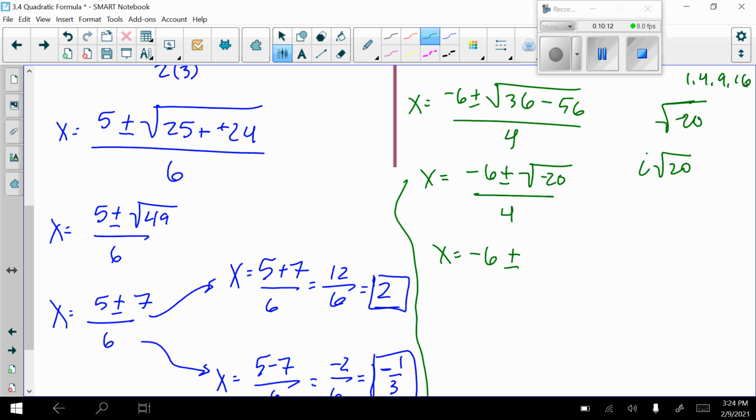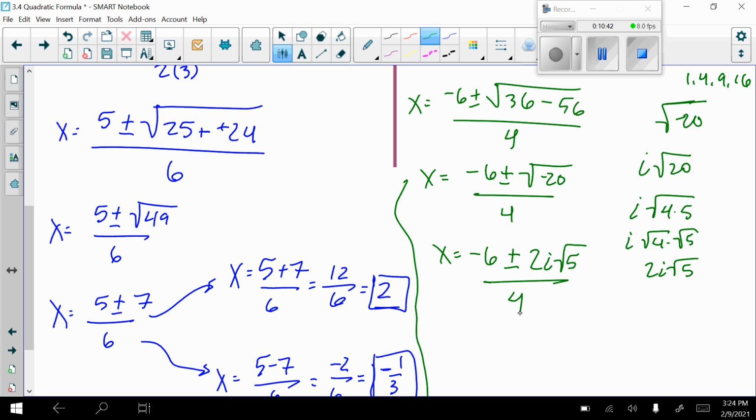Well, I know that 4 goes into 20. So I can break that up as the square root of 4 times 5. Think of that as square root of 4 times the square root of 5. And the square root of 4 is 2. So that's going to be 2i root 5. That's what that thing's going to break down to become. Okay? So it's going to be negative 6 plus or minus 2i root 5. That's what I broke the square root of negative 20 down into. And that's all over 4.